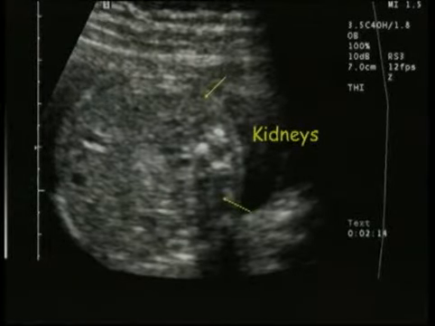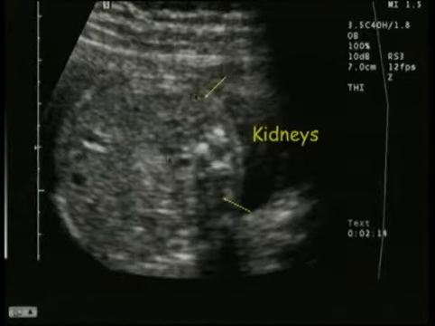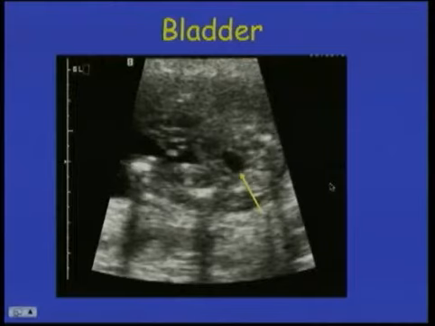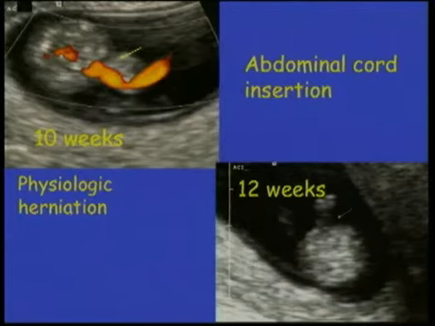These are the kidneys, and in order to identify the kidneys, we need to see a little bit of Gerota's fascia here, or a little bit of the pelvis, in order to say that we are certain that there are kidneys there. And there's a nice bladder, a fluid-filled collection in the pelvis.